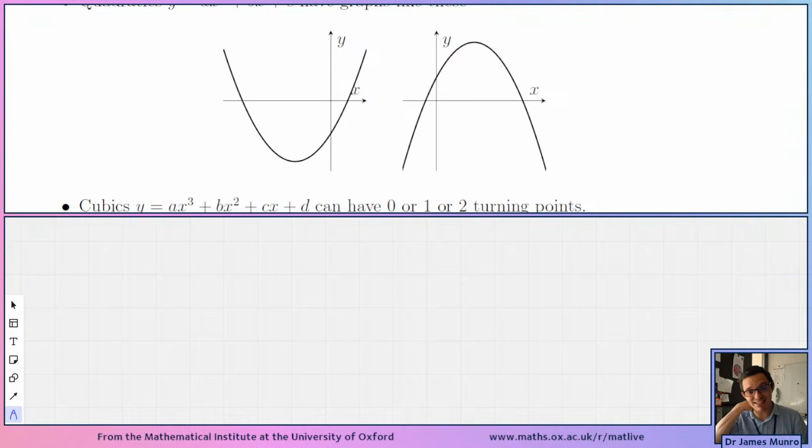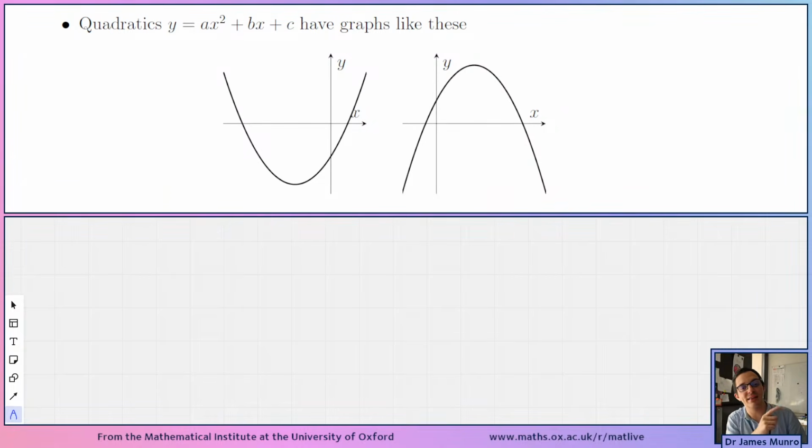Here's some pictures of quadratics. For a quadratic, it's the leading coefficient, the bit A, the ax squared at the front.